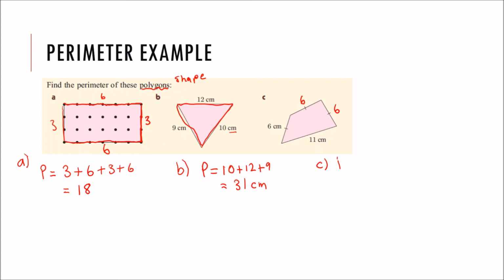So then overall, my perimeter would be equal to 6 plus 6 plus 6 plus 11. And overall, that would be 29. And again, my units are in centimeters.